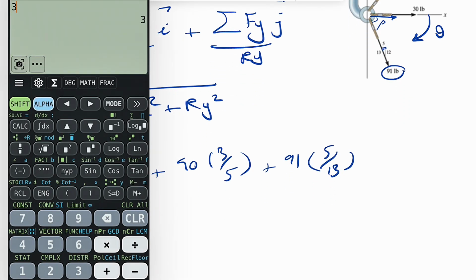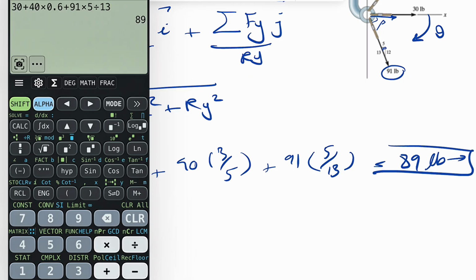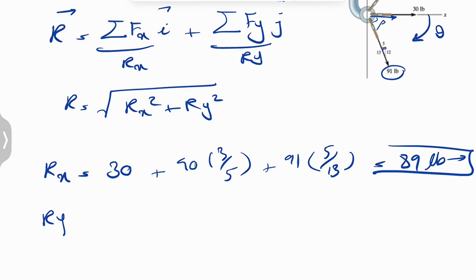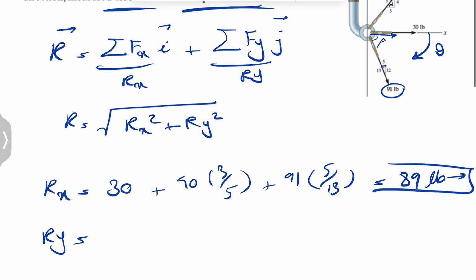Let's just calculate this very quickly. 30 plus 40 times 0.6 plus 91 times 5 divided by 13. And that's going to give us 89 pounds, and the direction is to the right because it's positive. Let's figure out our Ry.